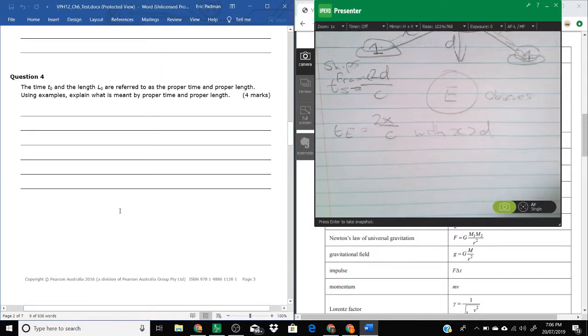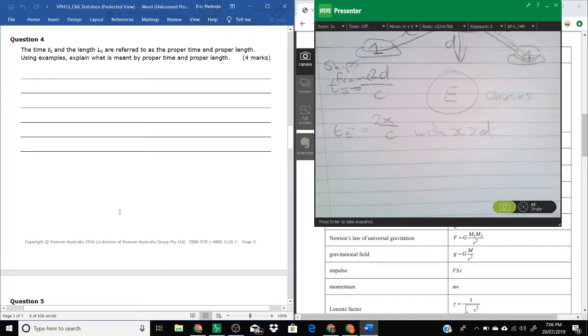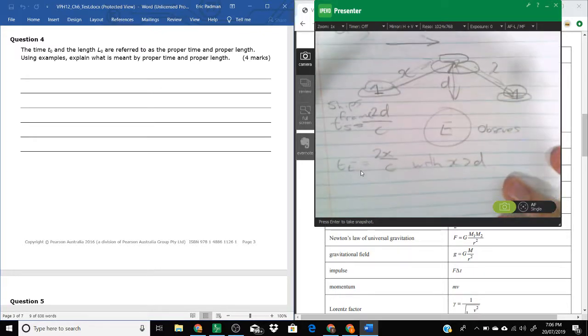All right. Question 4. The time t0 and length l0 are referred to as proper time and proper length. Using examples, explain what is meant by proper time and proper length. Proper length is measured at rest between 2 points. If the distance between 2 points is measured by an observer at rest with respect to the 2 points, so, for example, the proper length in what we just did before.